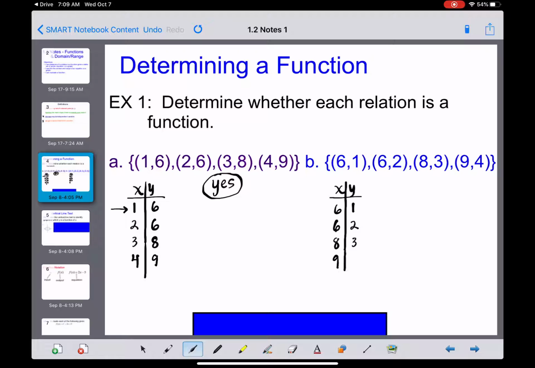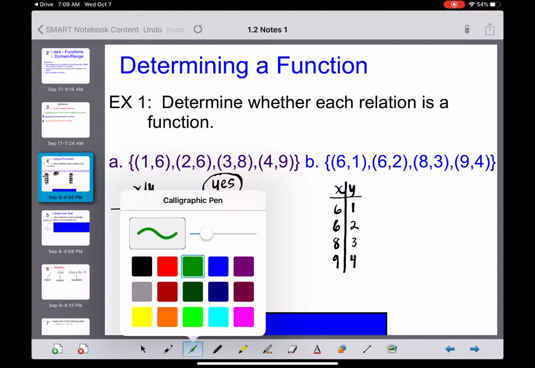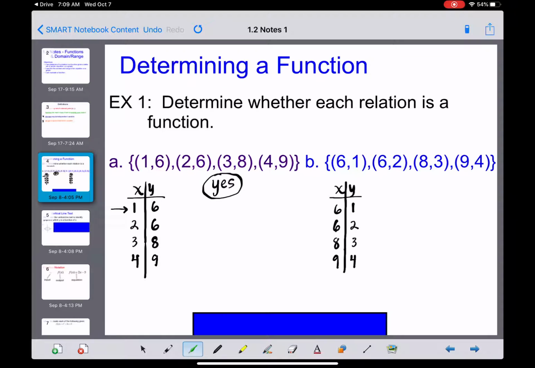So again, the definition of a function, for every input, there can be exactly one output. Well, I hope you're seeing here that you have a 6 that gives me a 1 and another 6 that gives me a 2. So here's my issue. The number 6 gives me 2 different outputs. So that's automatically a no.